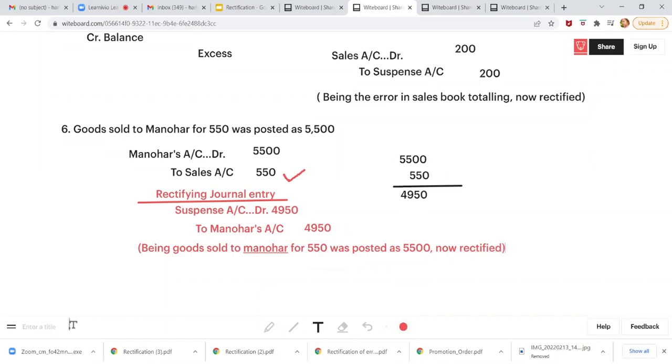So is there any doubt in this question, Khushi? No, ma'am. All right.